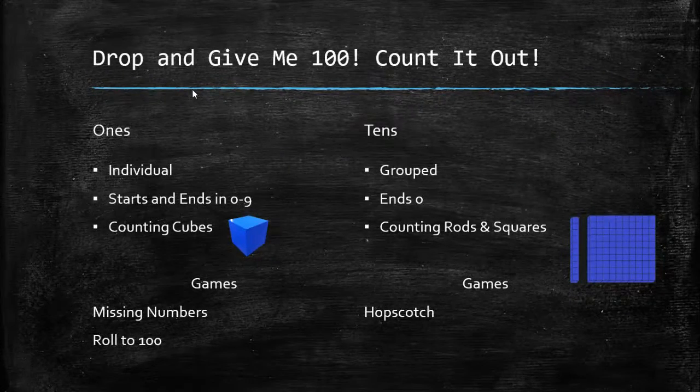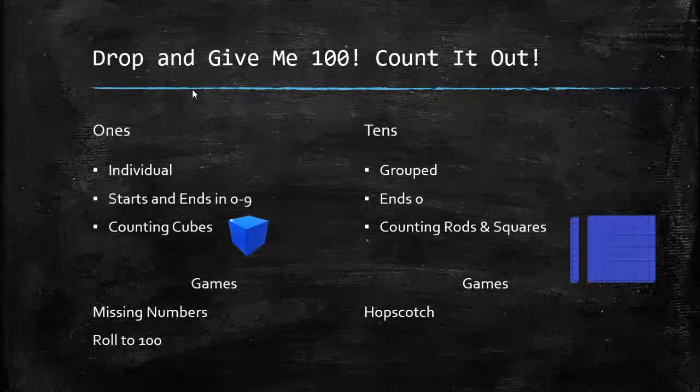Then once they understand how to count from 1 to 100 or 10 to 100 with their hopscotch, you can do missing numbers hopscotch where they hop. And then in order to continue to hop, they have to fill in each of the boxes.